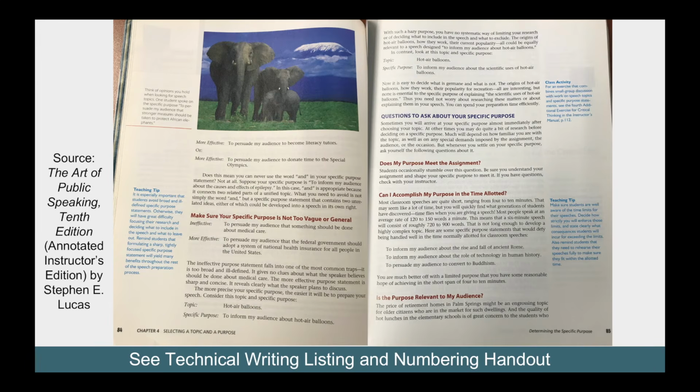This is what you want your technical writing to look like, if at all possible. It doesn't necessarily have to have an image. It doesn't necessarily have to have colors, but it should be easy to see where information is and how to look at it.